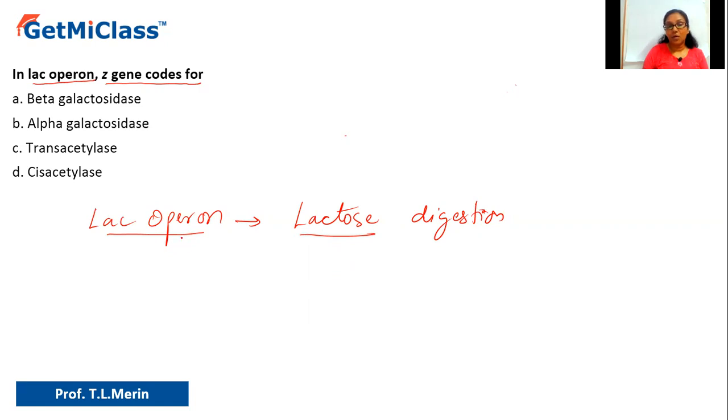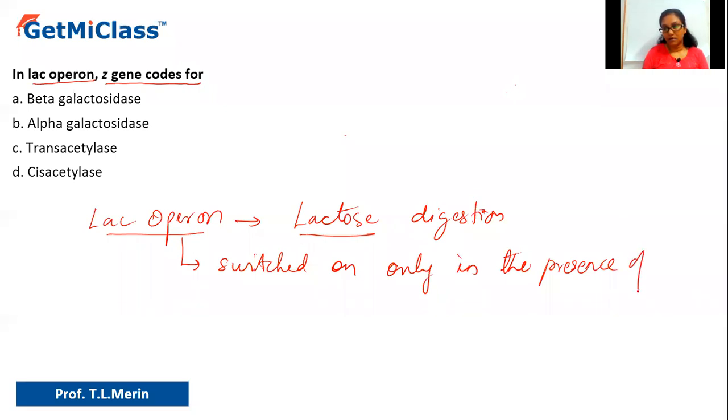And this Lac Operon will be switched on only in the presence of lactose. Only when lactose is present in the medium and there's no glucose in the medium. Of course, glucose will be very easy for it to digest, so it doesn't have to switch on this particular operon. But when there is lactose in the medium, then it has to switch on this operon. So you have to remember, if in the medium only glucose is there, then this will not work.